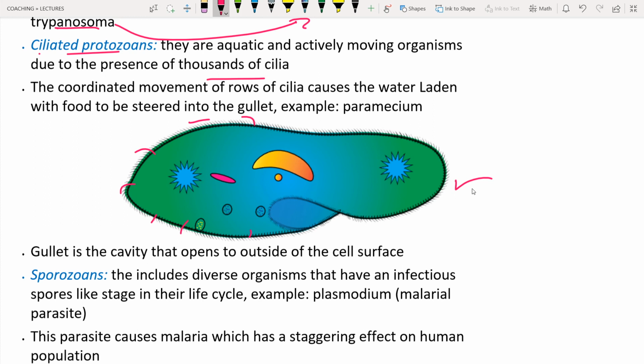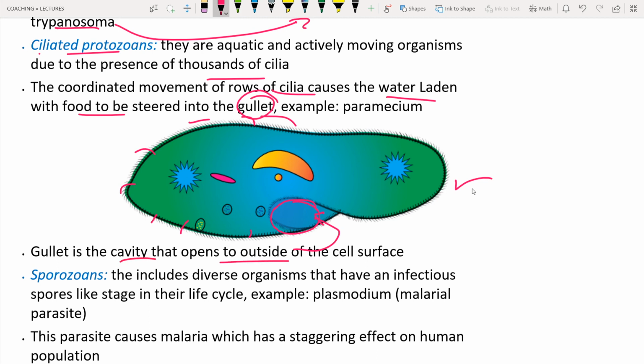Not only do they help in movement, but they also help in the collection of food material into the oral groove. This is a coordinated movement, meaning all the cilia move in one direction at a particular time. Such movement of the cilia is known as coordinated movement of the cilia. This causes water laden with food material to be steered into the gullet. Food along with water is pumped into the gullet. Example, paramecium. This gullet is a cavity that opens to the outside of the cell surface.